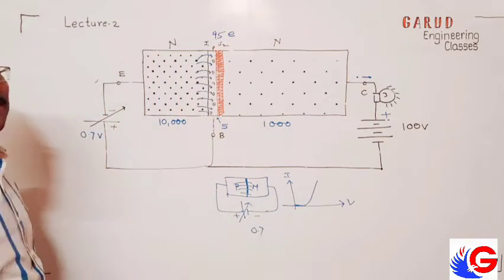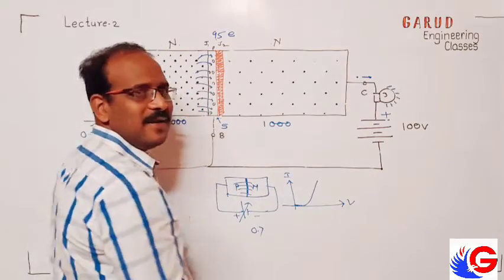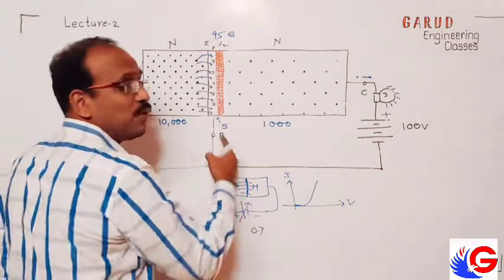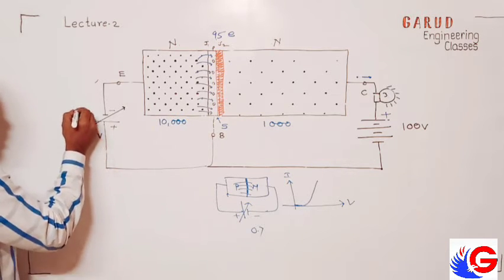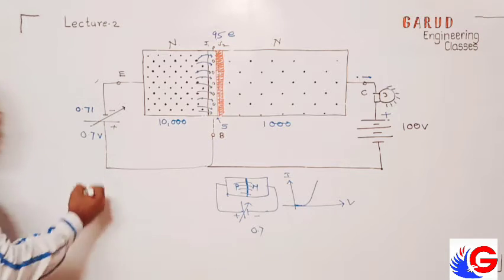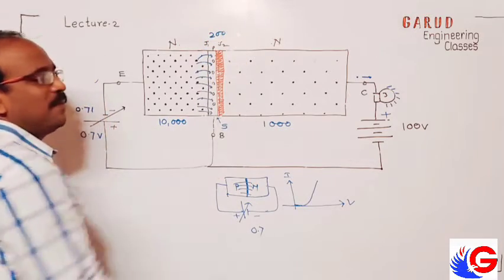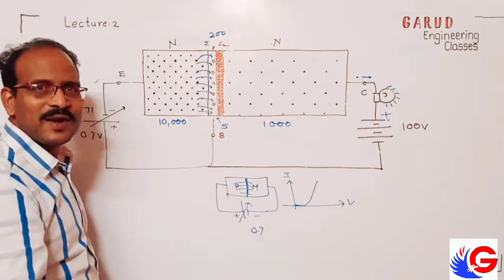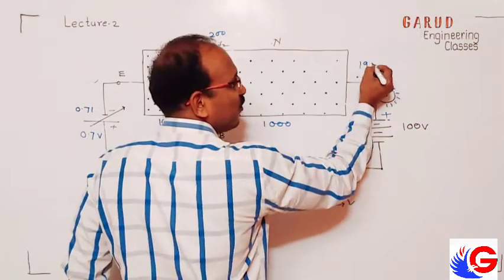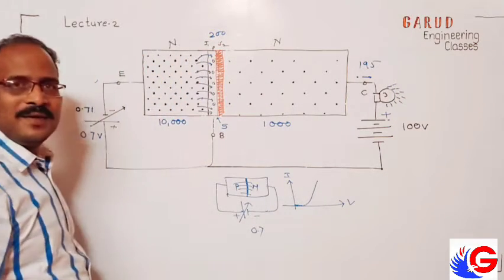Now, the interesting thing is what? Who attracts the electrons? This battery. Who makes it forward bias? This battery. This is the controller. Now I change something. Suppose I make it 0.71, 200 electrons are jumping into this. How many are combined? 5 electrons are combined. 195 electrons are flowing this side. So the intensity will increase. Okay.